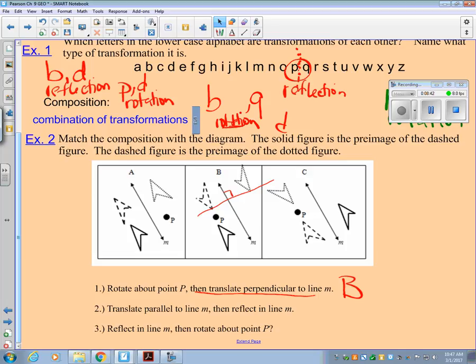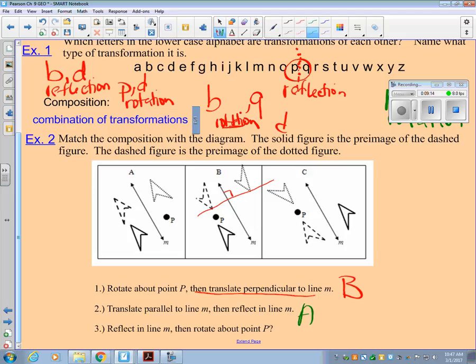So then the next one says translate parallel to line M. We start with our figure and translate parallel to line M. That is not going across, but moving it. Because remember, a translation just moves it. It's not a reflection, so it keeps the same orientation. This one moves it parallel to line M. So the number 2 is A.